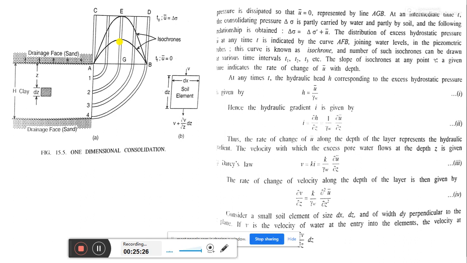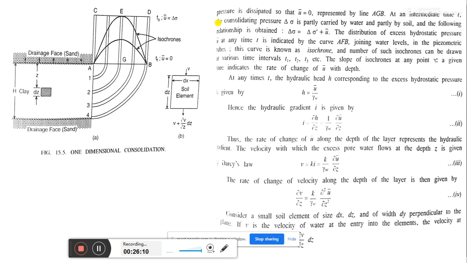The derivation is not so important, because it is just for understanding. At any time t, the hydraulic head H corresponding to the excess hydrostatic pressure is given by H equals u by gamma w, where gamma w is the unit weight of water and u is the pore water pressure, and H is the hydraulic height. Hence the hydraulic gradient i, normally i equals del h by del z, equals 1 by gamma w into del u dash by del z.